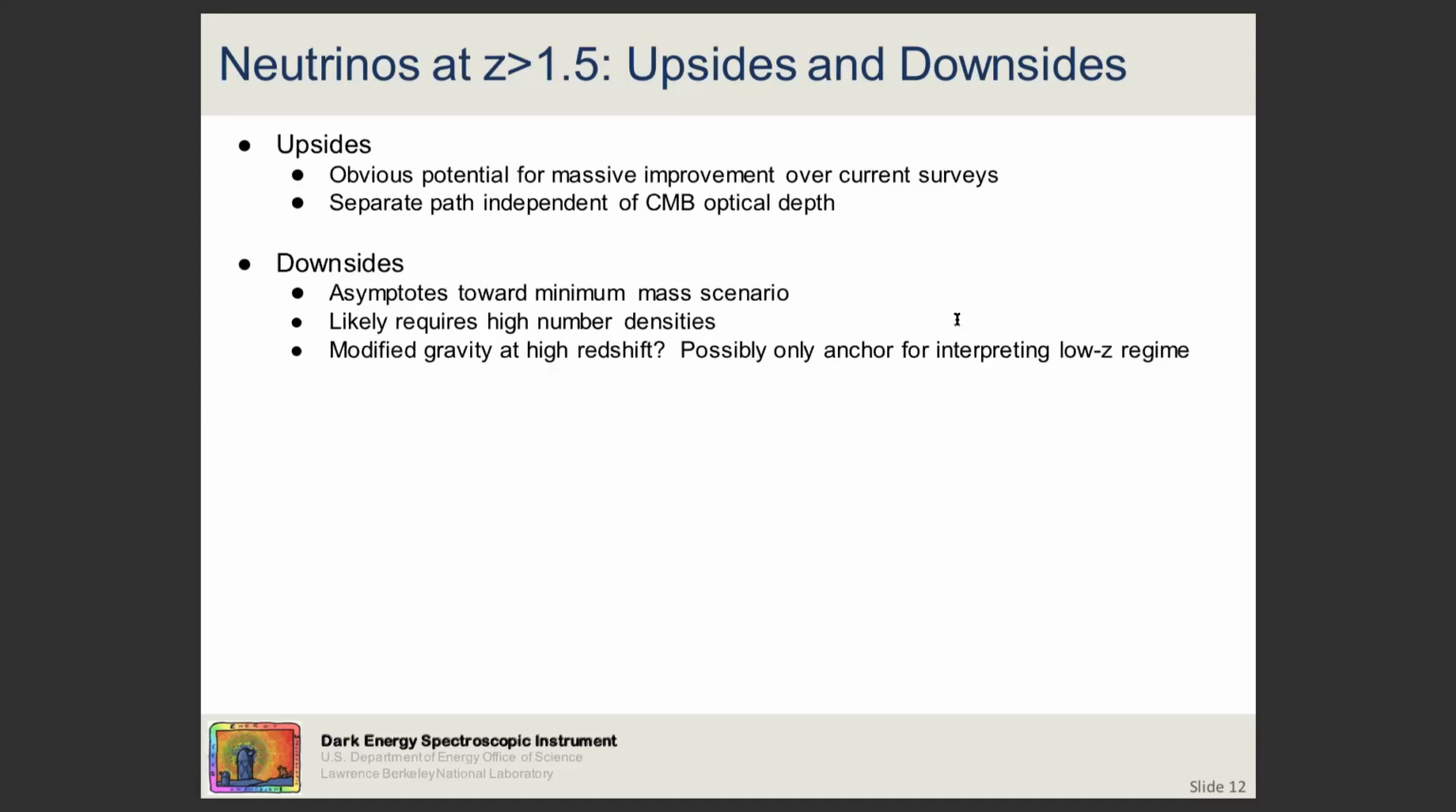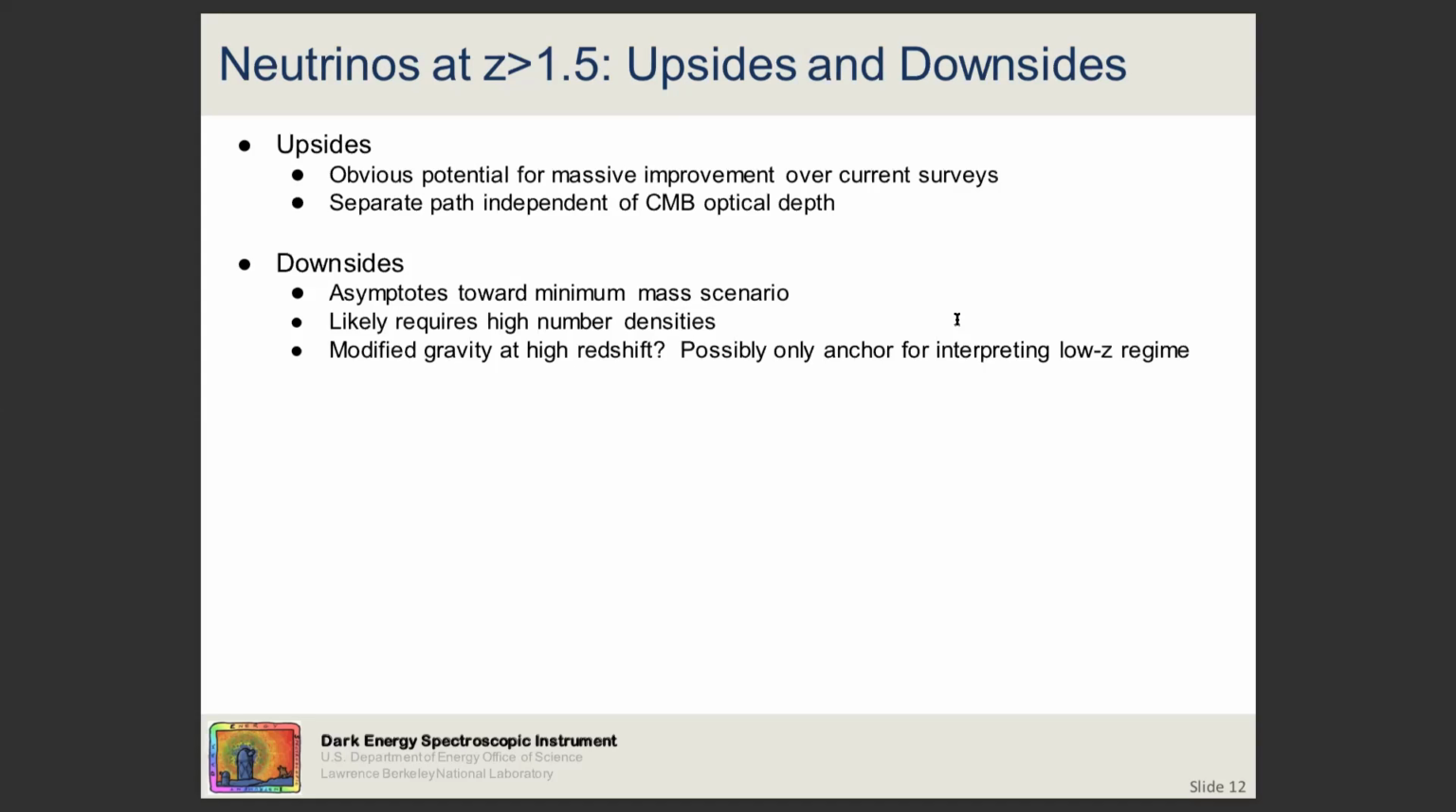But on the downside, again, neutrinos alone, are they sufficient motivation? We asymptote towards a minimum mass scenario. And as we keep building more and more experiments, you just reach that asymptote. What's the point of diminishing returns? How far towards that scenario do we want to go? It also likely requires very, very high number densities. If you're really going to try to do something independent of CMB optical depth, you're going to need a lot of objects.